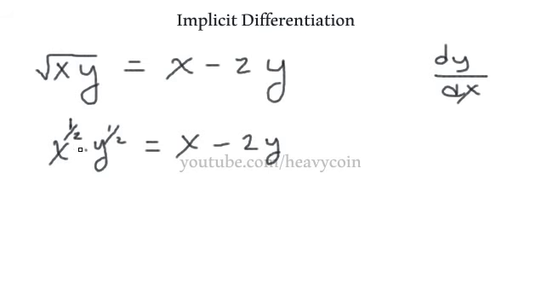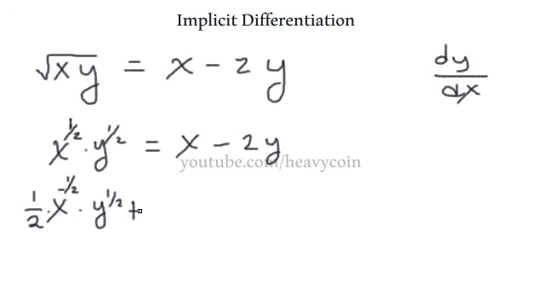Looks like product rule again. Got the product of x and y, and so let's take the derivative of x raised to the half. So we take the half, bring it out front, subtracting 1 from the exponent, and that of course would be negative a half. Half minus 1 is a negative a half, times y raised to the half.